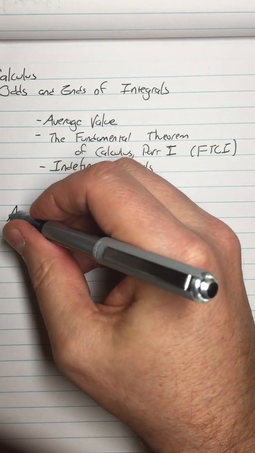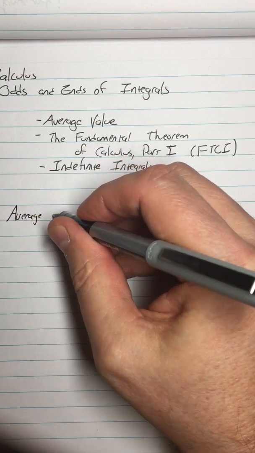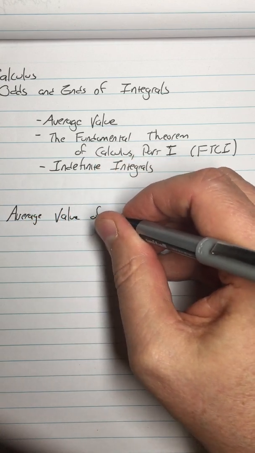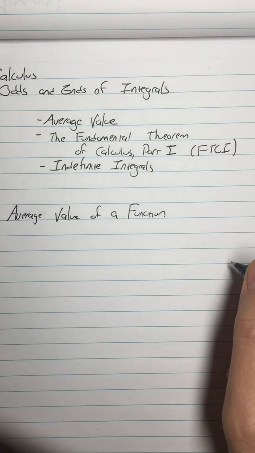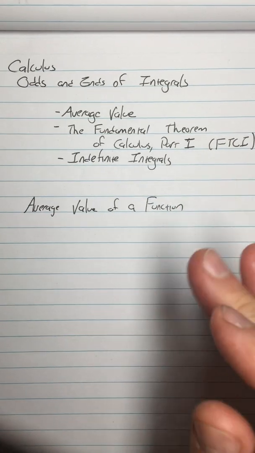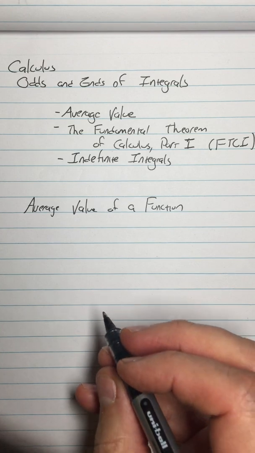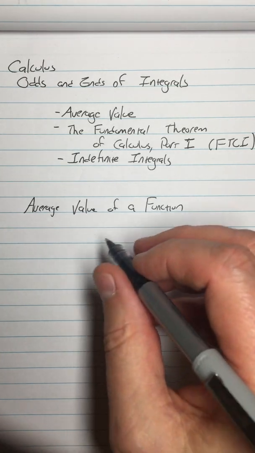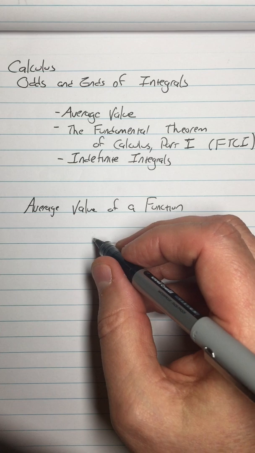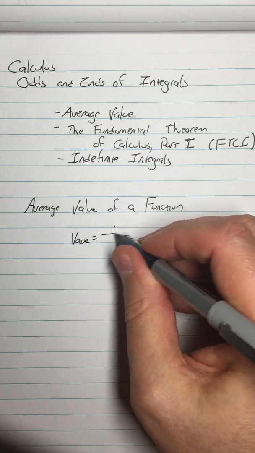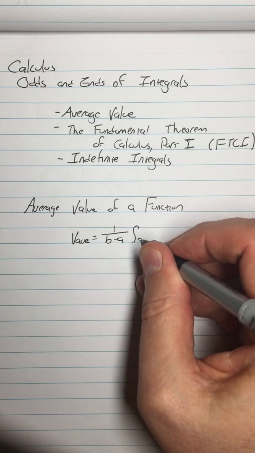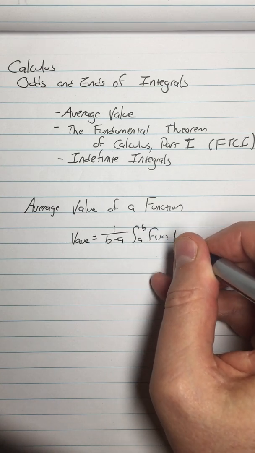So average value. The average value of a function. This is also something that has occasionally come up a little bit. We've talked about it, we've bumped into it once in a while. We want to be really specific about it. So the average value of a function, we'll call it VAV, is equal to 1 over b minus a times the integral from a to b of f of x dx.